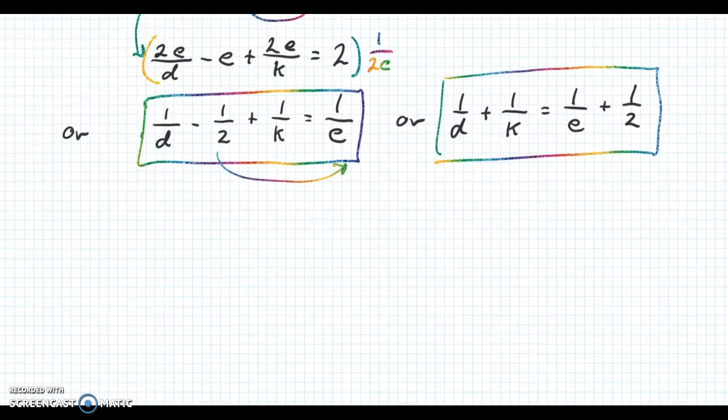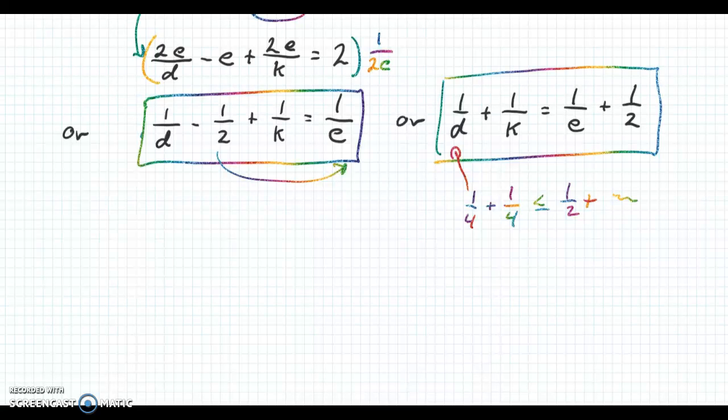Now there are some consequences of this. So notice that d and k can't both be greater than 4, because if d and k were both 4, then this side would be 1/4 plus 1/4, or something smaller than a fourth, which would be less than 1/2 plus anything, right? And e is supposed to be a positive number. So d and k can't both be greater than 4.